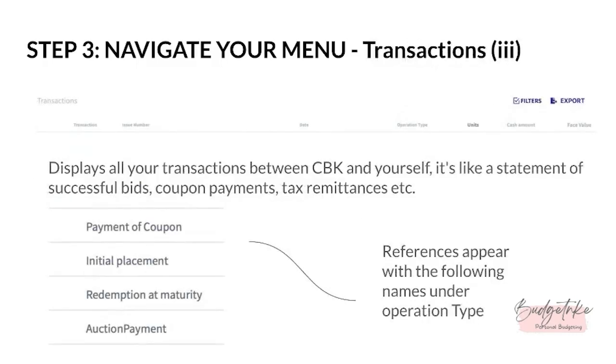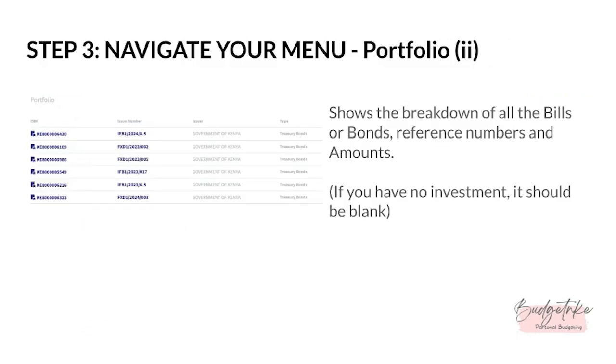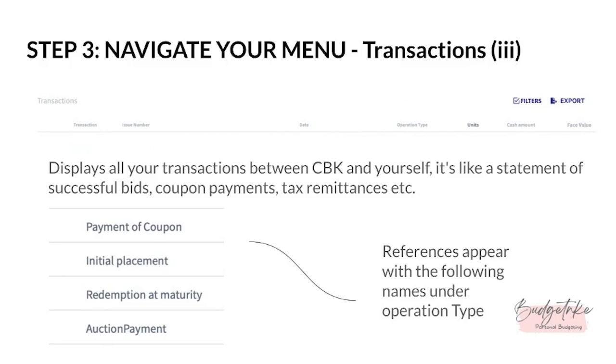When you go to transactions, it will have this tab where you'll see the transaction issue number. Again, the same issue number like we've seen before. They'll just keep the same identifier, the date, operation type, units, cash amount, and face value. On this display, all your transactions between CBK and yourself are clearly visible. It's like a statement of successful bids, coupon payments, and tax remittances. So the list will be something similar to what I've shared here.